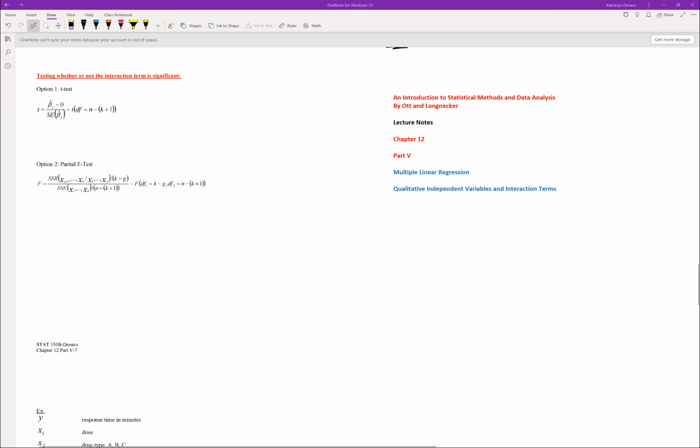Hello, everyone. We're working through An Introduction to Statistical Methods and Data Analysis by Ott and Longnecker, Chapter 12, Part 5: Multiple Linear Regression, Qualitative Independent Variables, and Interaction Terms.